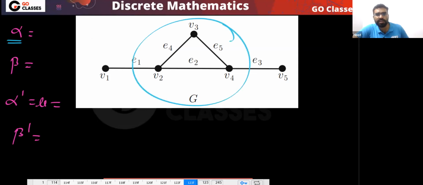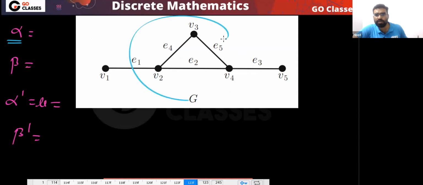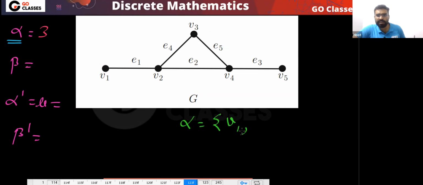So what is the largest independent set you can create? From these 3, how many can you take? You can take only 1. So what I can do? I can take this, this, and this: V1, V3, V5. So alpha will be 3. If alpha is already 3, then what is beta?